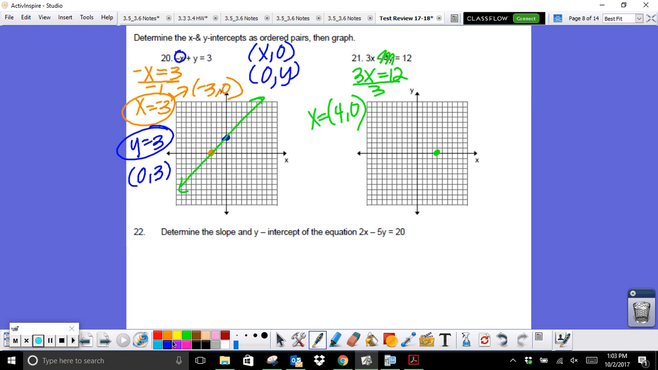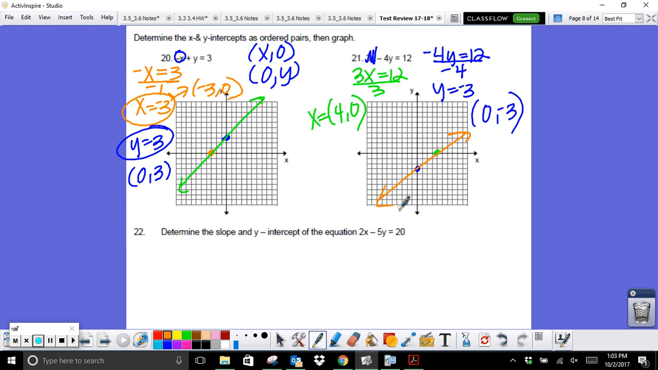Now for my y-intercept, I'm going to cover up the x. So that leaves me with negative 4y equals 12. Divide by negative 4. And so my y-intercept is negative 3, which would be 0, negative 3. So I'm going to go 1, 2, 3. And now I can draw my line. There we go.